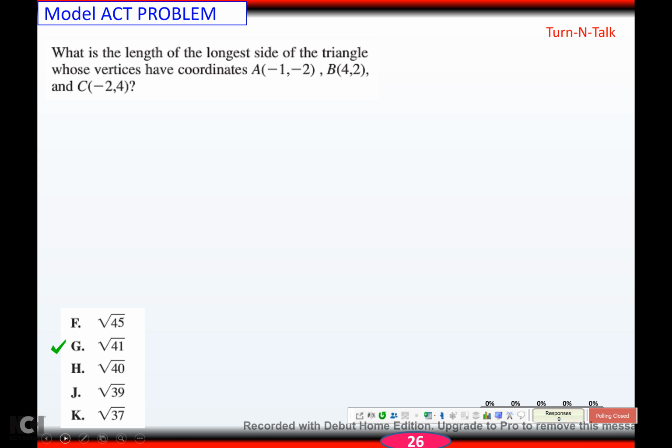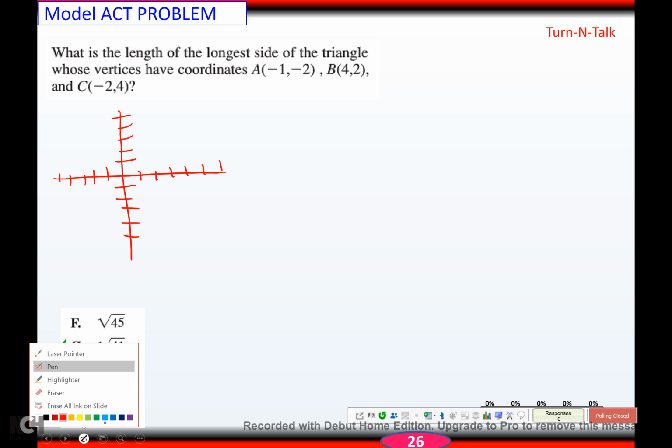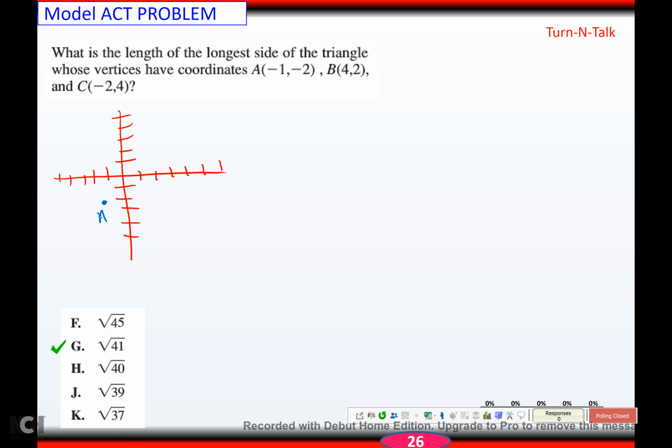And I don't know about you, but I need a picture. So I just made me a quick sketch. And plotted my points. So A is at negative 1, negative 2. B is at 4, 2. And C is at negative 2, 4. So there's my triangle. And they want to know what is the length of the longest side. Well, they all kind of look the same to me. So we're going to have to figure it out.